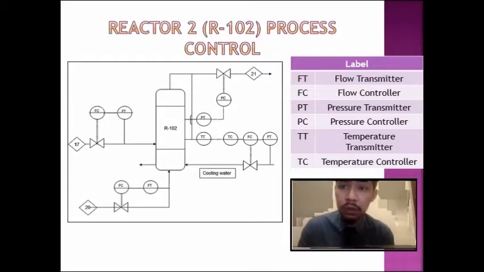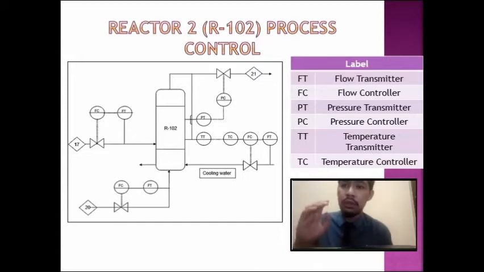Next is the process control. Process control is most important in order to control the operating conditions, which are temperature, pressure, and also the flow rate for the reactor. Okay, for the inlet of the reactor, which is the carrier of the reactor, we use flow control that controls the flow rate of the reactor feed before it flows into the reactor.